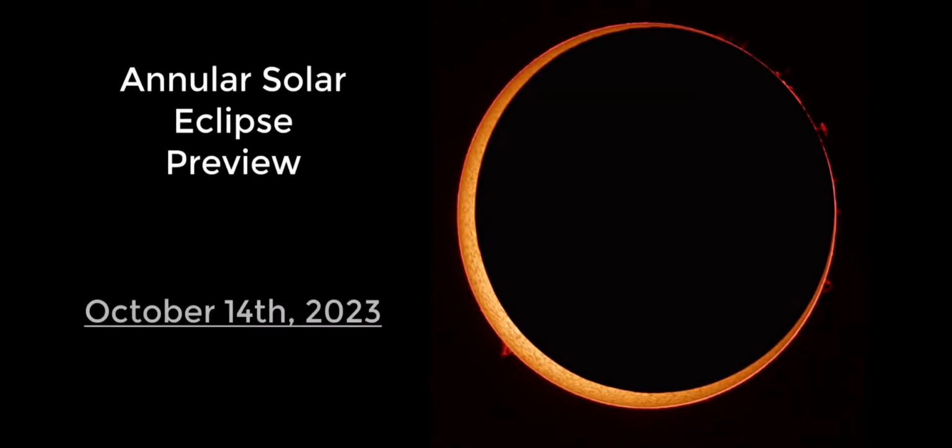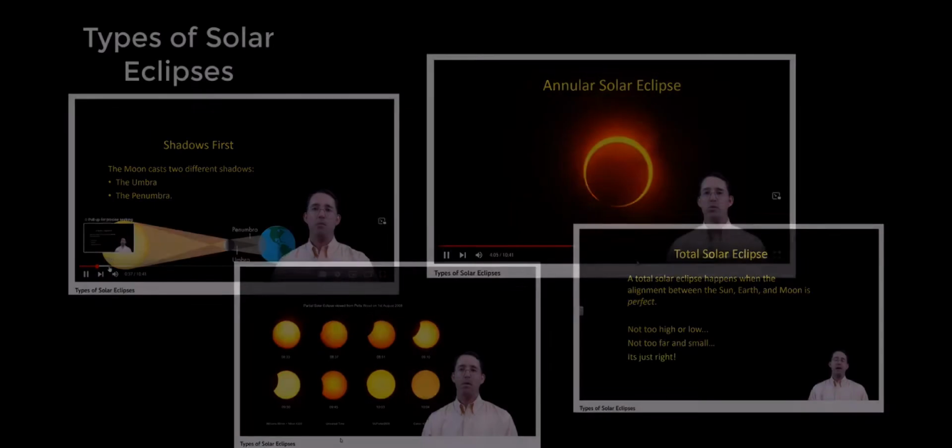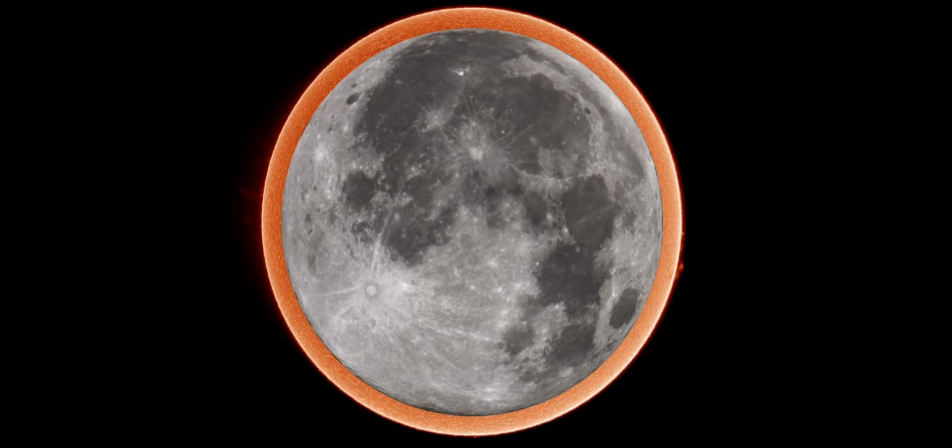In this video we're going to do a preview for the upcoming annular solar eclipse, which will take place on October 14th, 2023. If you've watched the video on the different types of solar eclipses, then you already know that an annular solar eclipse happens when the moon is a little bit further away from us in its orbit. Because it's further away, it appears smaller and the moon does not block the entire disk of the sun. Instead, what you get looks like a ring of fire. Makes sense. The word annular comes from the word annulus, which means ring.